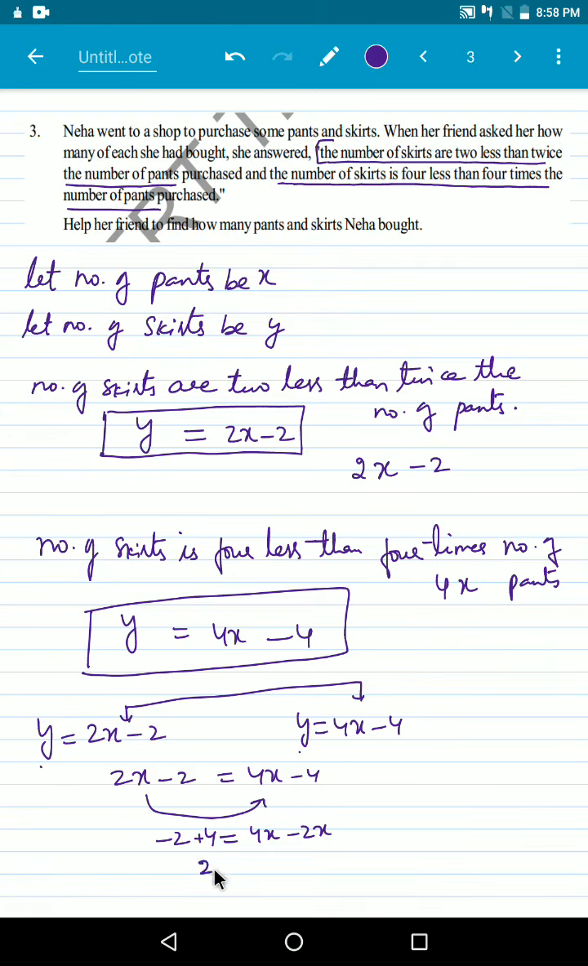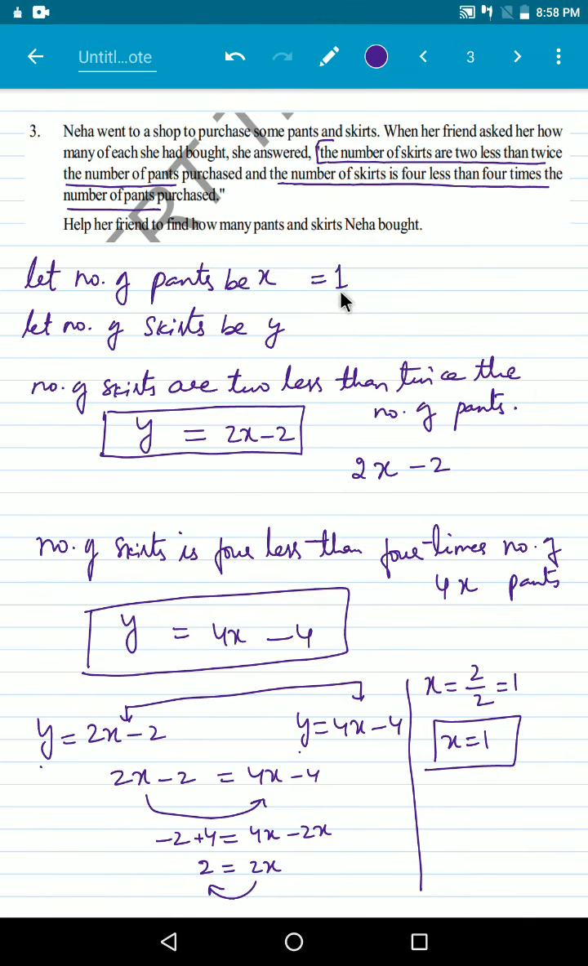So we have minus 2 plus 4, which is equal to 2. 4X minus 2X is equal to 2X. Okay. So we have X is equal to 2 divided by 2, because this 2 goes to the other side, it will divide. So X is equal to 1. So what is X? The number of pants is equal to 1. Now if we substitute X is equal to 1 in either the first equation or the second equation, we'll get the value of Y. Okay, let us substitute it in this.